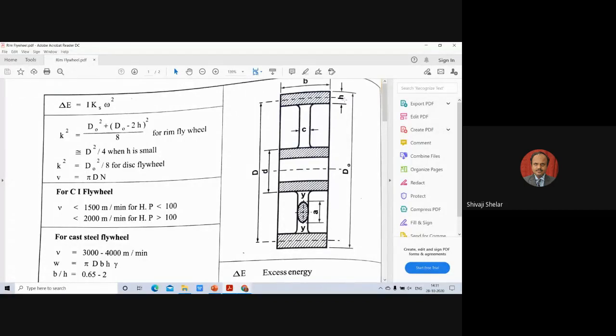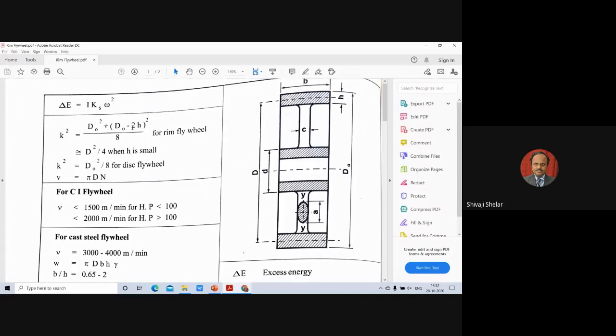If your H value is very, very small, like in our problem, we have taken H equal to D by 20. That means we have taken only 5% of this value. If D is say 1 meter, then my H value is D by 20, meaning 1000 by 20, so it is coming to around 50 mm. So it can be neglected. When H is very small, this K square formula will be reduced to D square by 4.